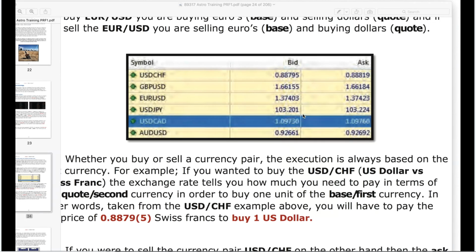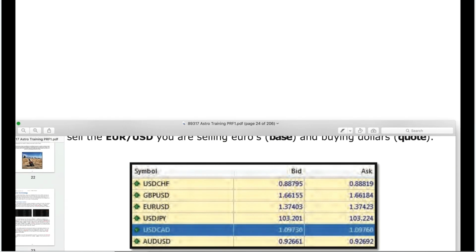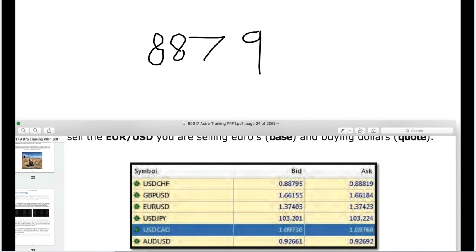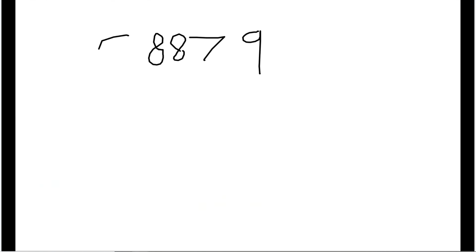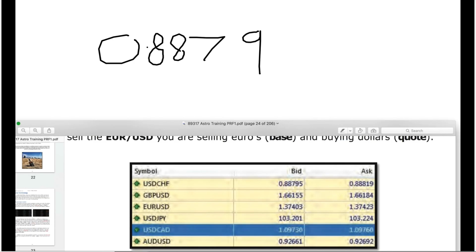The reason is, I've got this off MetaTrader. I pulled this from the MetaTrader quote board, and with every single broker you use, you are going to see two quotes for your currencies. One's called the bid, one's called the ask. So USD Swiss franc, let's do this one together. The bid is 0.8879. And the ask is 0.8881.